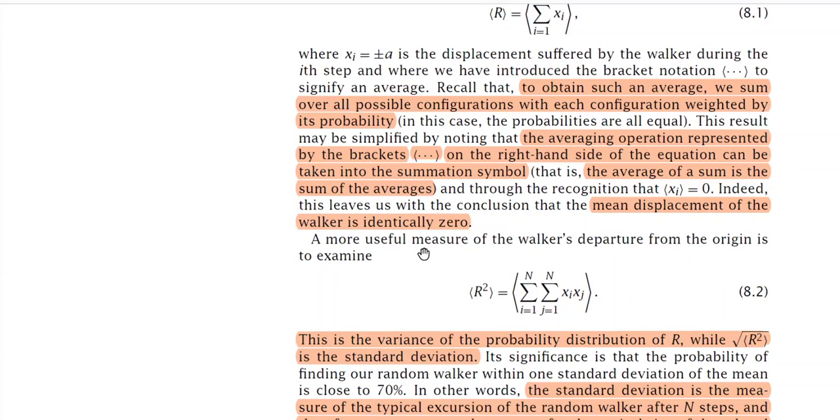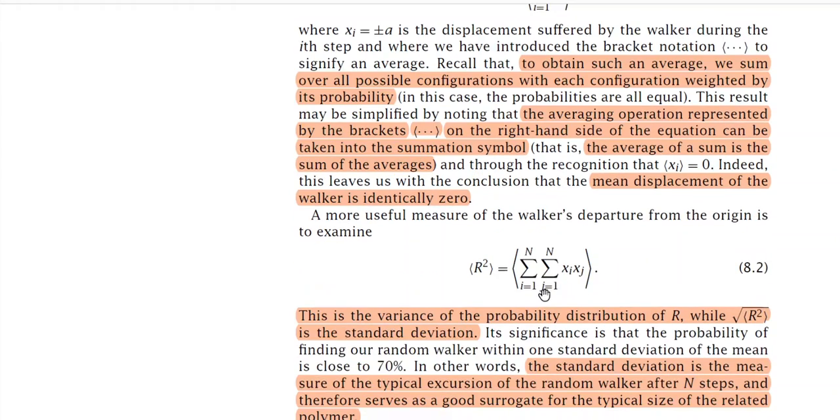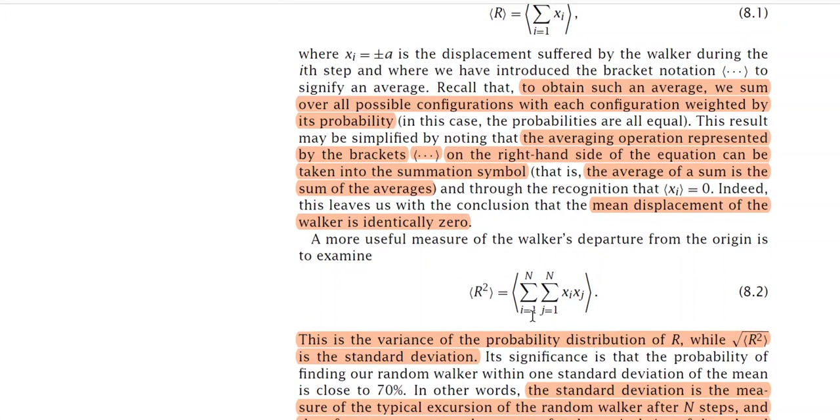A more useful measure of the worker's departure from the origin is to examine r square. So with the average of xi, it is very difficult to measure the mean displacement. So what we are doing, we are squaring this equation. When we are squaring this equation, the right side can be written in this fashion, that is i is equal to 1 to n, j is equal to 1 to n, and xi into xj. So this is basically the square of xi, but we are using two different notations.